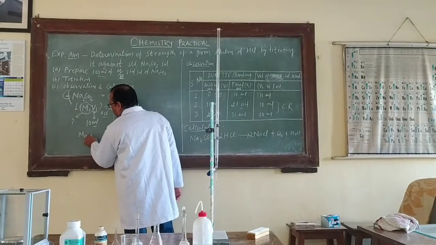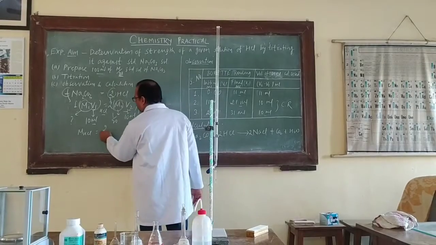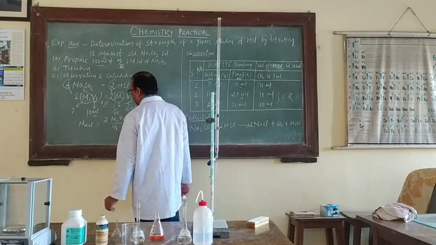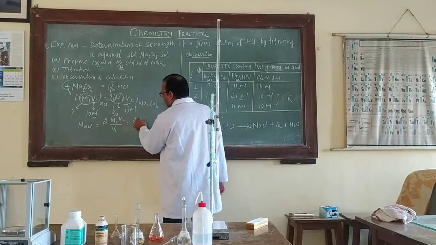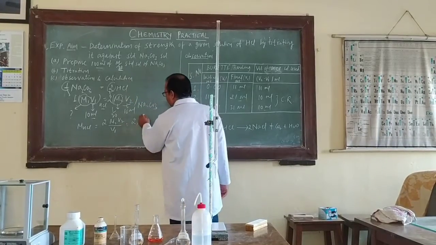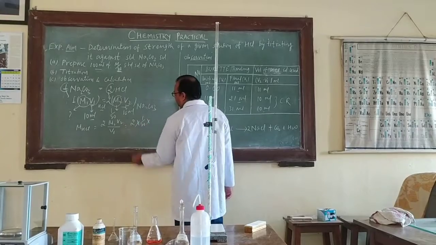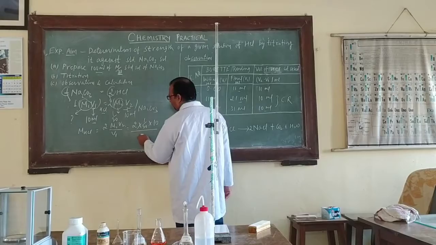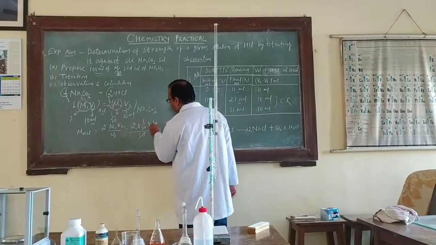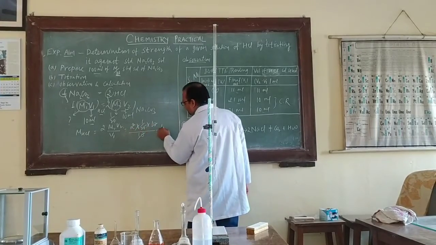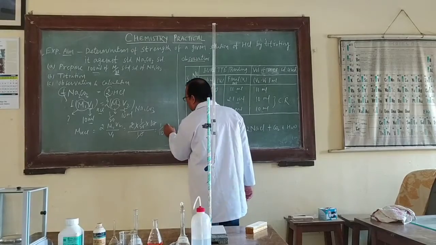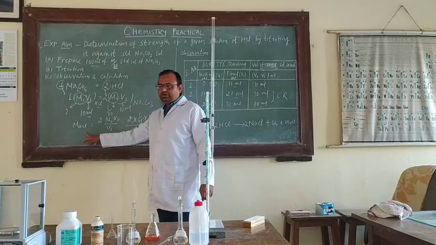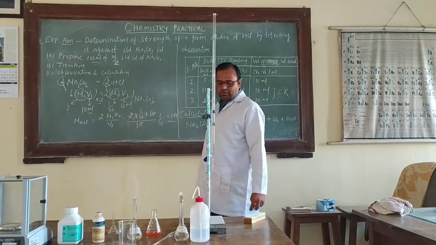Now molarity of HCl is equal to 2 M2V2 upon V1. Now put the values. M2 is equal to 1/20. Volume of sodium carbonate is 10 ml upon V1, 10 ml. It is equal to 1/10 or 0.1 molarity of HCl. So the molarity of HCl is 0.1 molar.